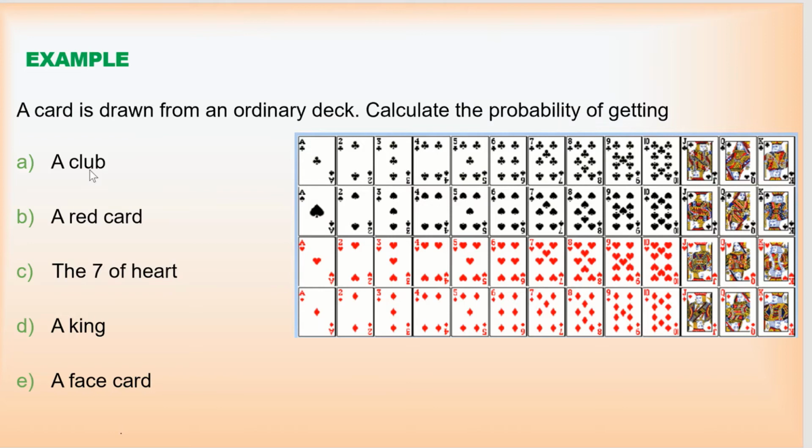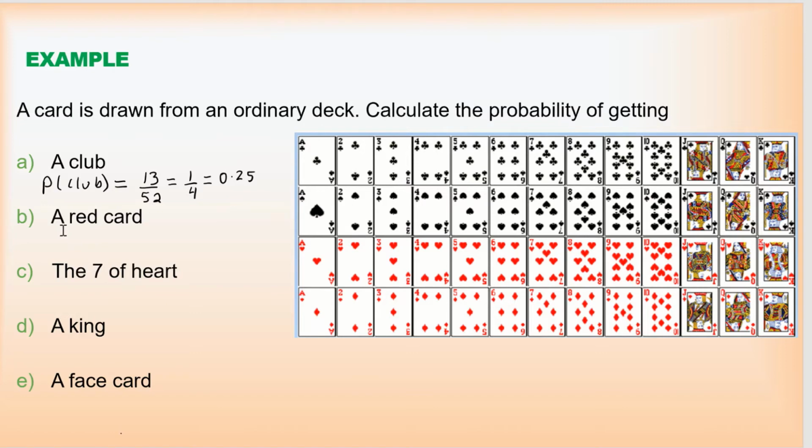So according to the classical definition, the probability of club is equal to the number of clubs. So if you look here, the number of clubs that we have in all is 13, divided by the total number of cards here, which is 52. So the probability is 13 over 52, which is 1/4, or if you change it to decimal, 0.25. You can see that this probability is between 0 and 1. So it cannot be more than 1, it cannot be negative. You can leave it as a reduced fraction like this, 1/4, or you can change it to decimal, 0.25.